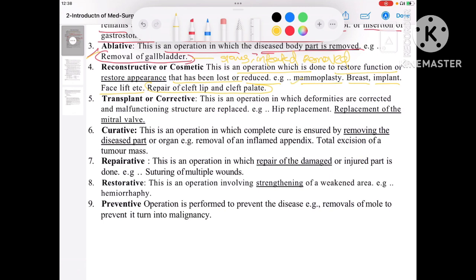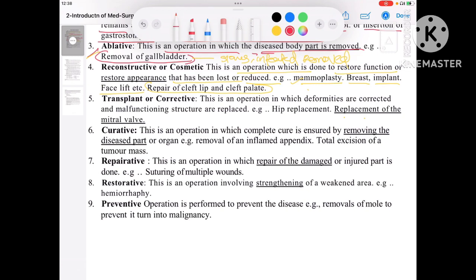So that is also reconstructive surgery. In mammoplasty, they put a foreign material, an implant, in the breast for enlargement and to give some beauty. So they will keep the breast implants and all those things. That is about cosmetic surgery.